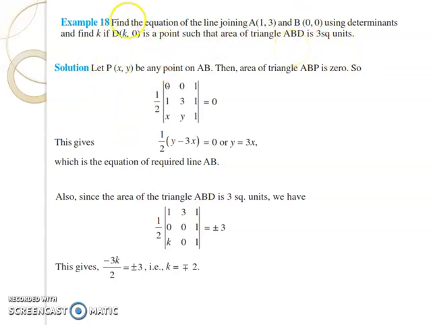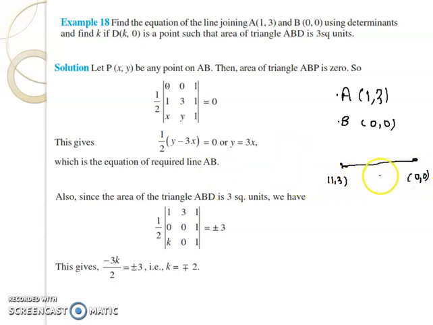First, we will be solving the first part. The first part is to find the equation of the line joining 2 points. One point is A (1, 3) and the second point is B (0, 0) using determinants. We are given only this information. 2 points are given and we have to use determinants to find the equation of the line. Can we use the formula of area of triangle to find this equation, right?